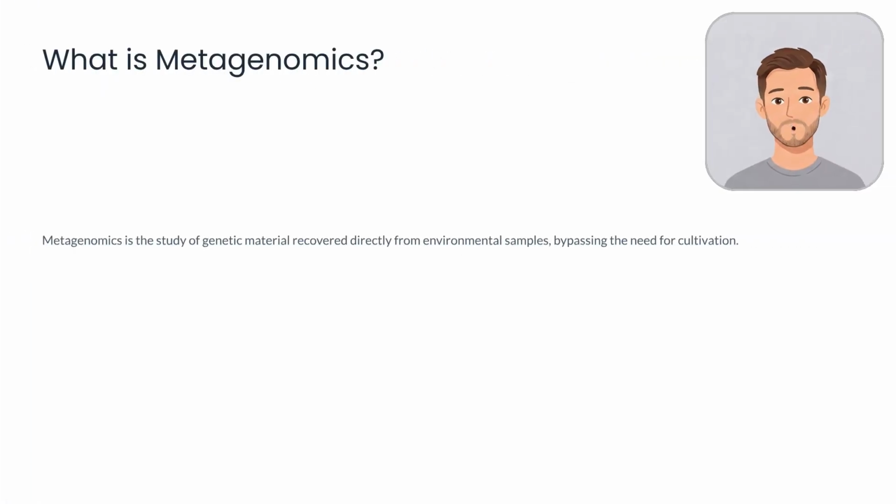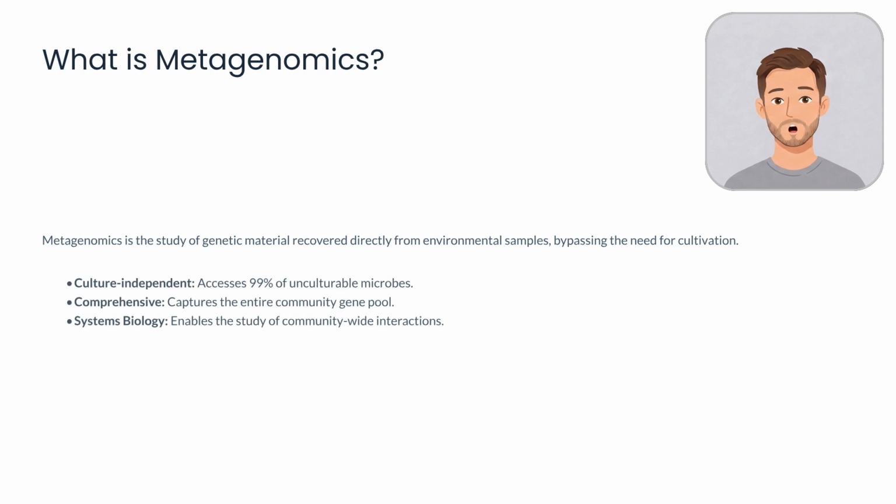Metagenomics is the study of genetic material recovered directly from environmental samples, bypassing the need for cultivation. This approach is culture-independent, comprehensive, and enables systems biology studies of community-wide interactions.